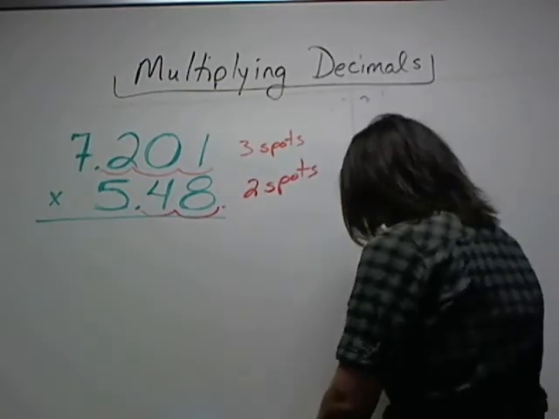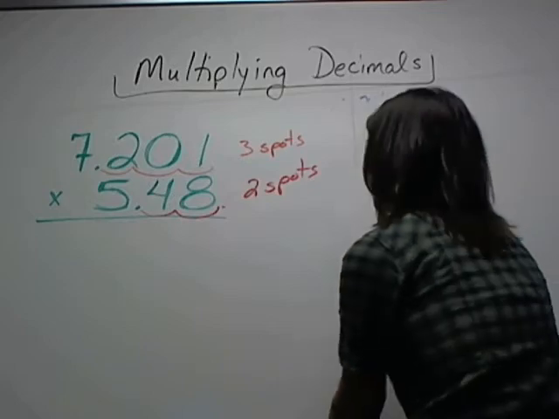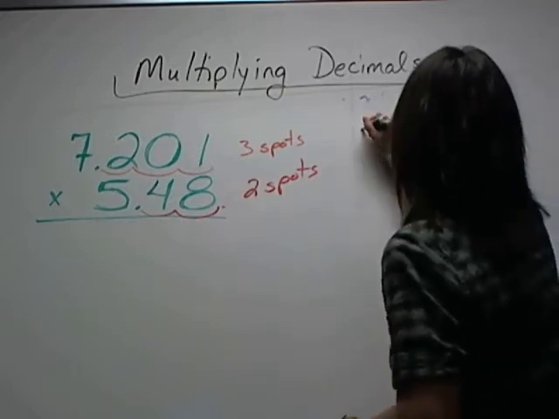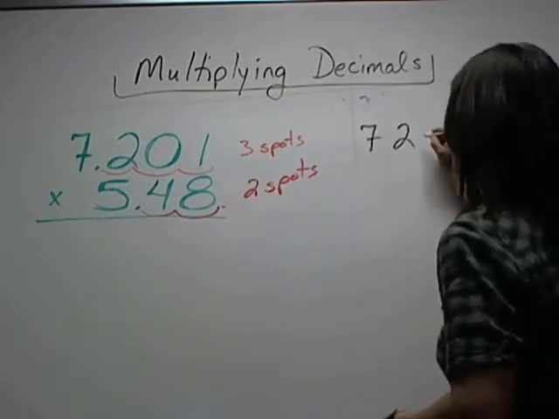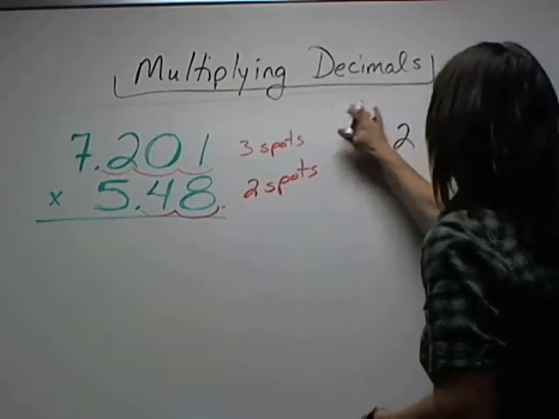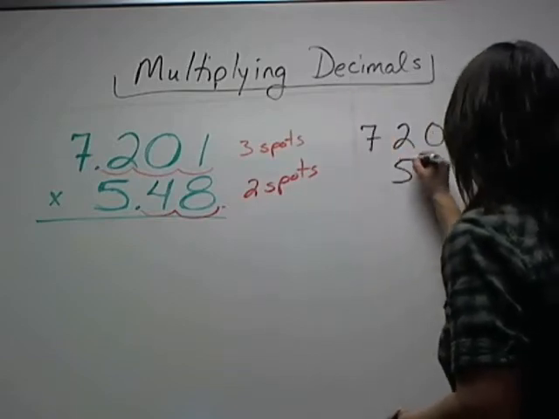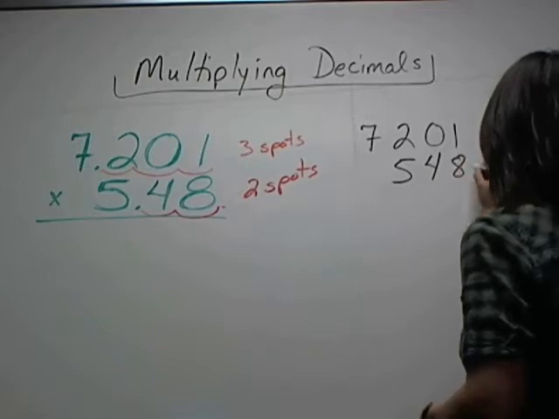So now the numbers I have, I'm multiplying 7,201, and I'm multiplying that by 548.